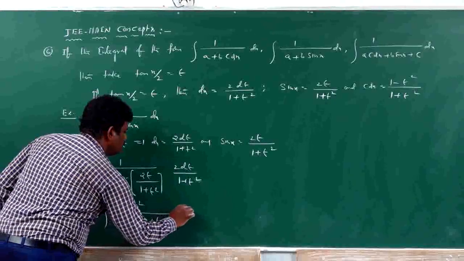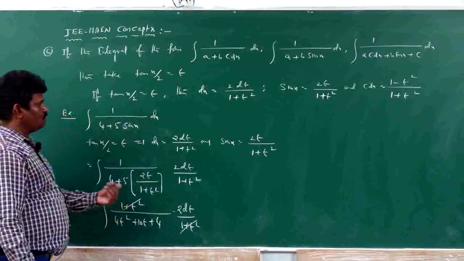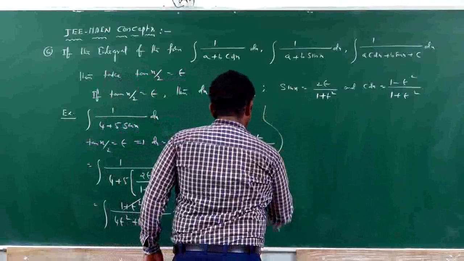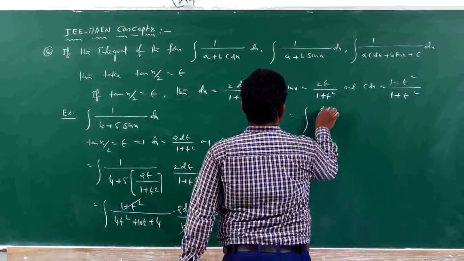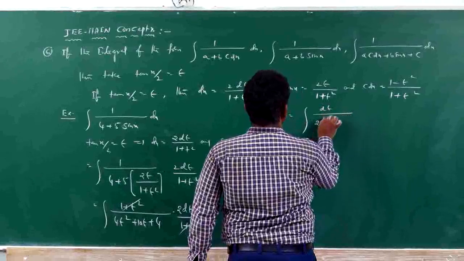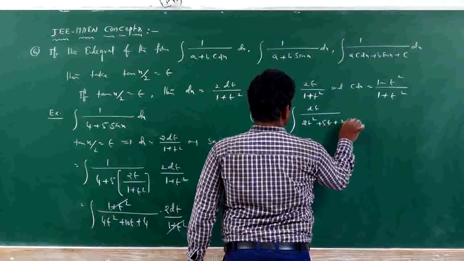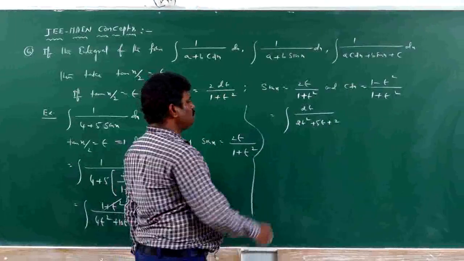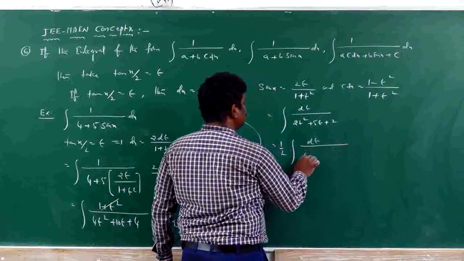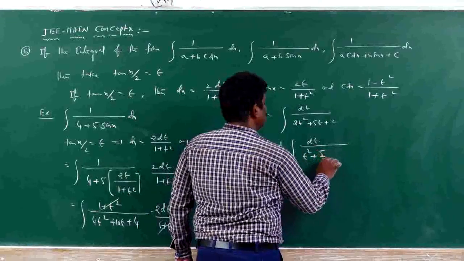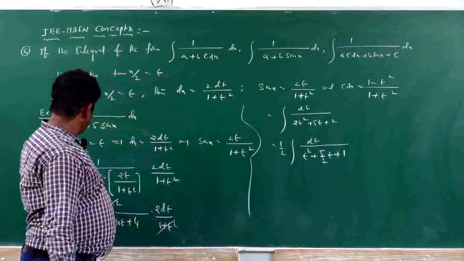So 4 t square plus 10 t plus 4, into 2 dt by 1 plus t square. Cancelling, taking 2 common in the denominator and cancelling, finally we get integral of dt by 2t square plus 5t plus 2. Otherwise, if you take 2 common, it is 1 by 2 integral dt by t square plus 5 by 2 into t plus 1. Okay?